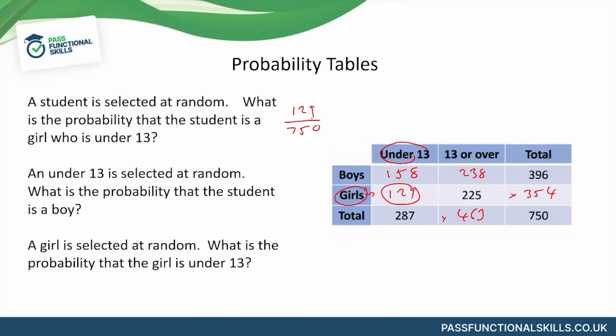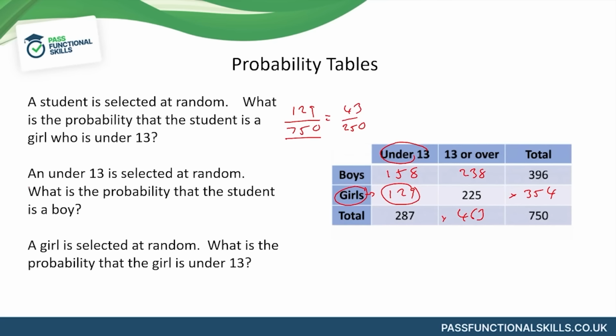The only question now is, can that be simplified? I don't think it can. Oh, it can actually. I've just typed it into my calculator, and my calculator has told me that is 43 over 250. We can divide top and bottom by 3. Okay, I'm sure in an exam they probably would accept the 129 over 750.